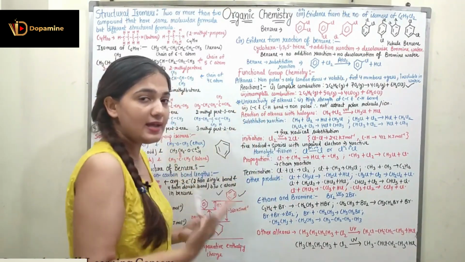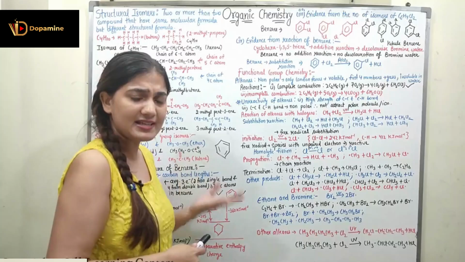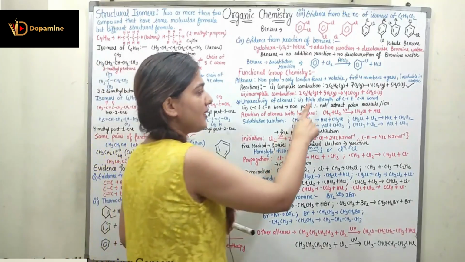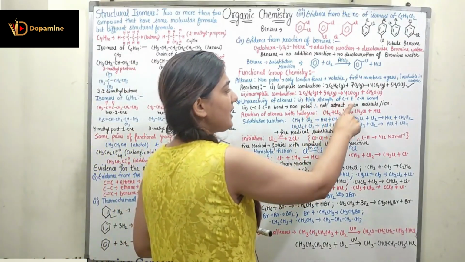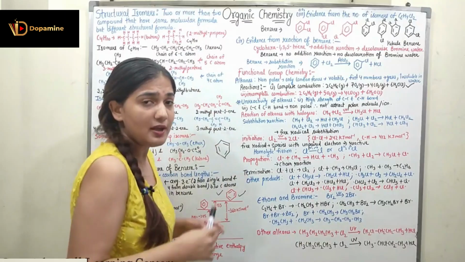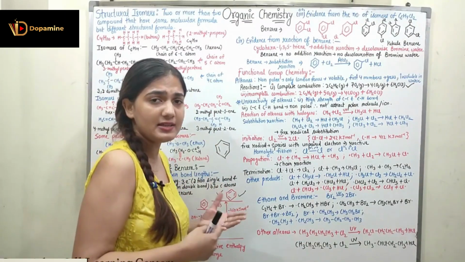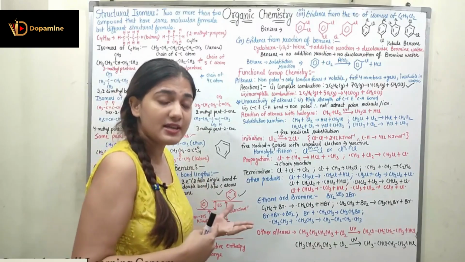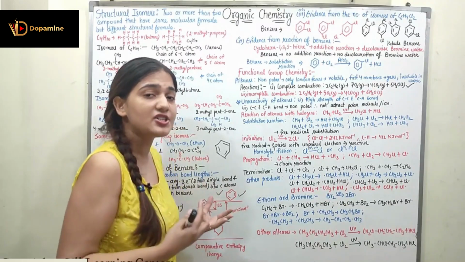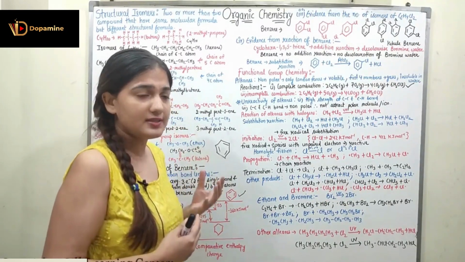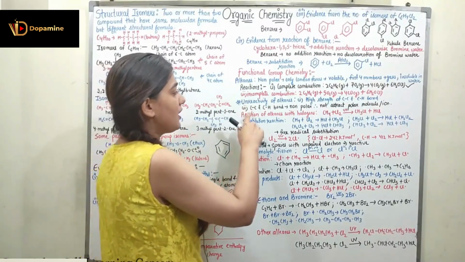Unreactivity of alkanes. Why are alkanes non-reactive or very less reactive? The first reason is the high strength of the carbon-carbon bond and the carbon-hydrogen bond, because only carbon-carbon and carbon-hydrogen bonds are present in alkanes. These are stable bonds as well, so high energies are required to break them. So these are stable, they are unreactive.